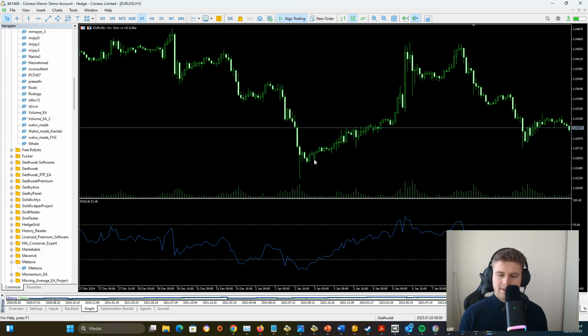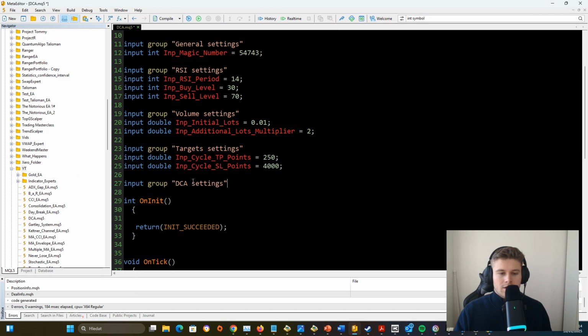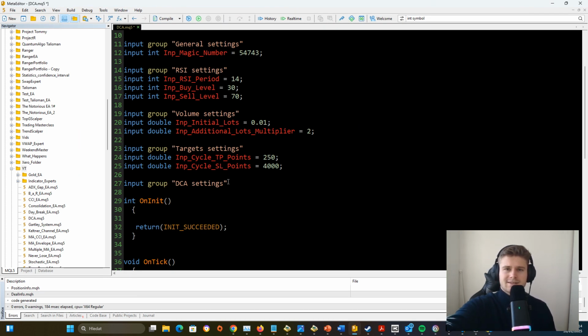I will start with the signal generating option, because I think it makes more sense. With a static distance, it's just static. It's not based on the current market dynamic. It's just a distance, which isn't very smart or very sophisticated. So that's why I will start with the signal generating option. DCA settings.